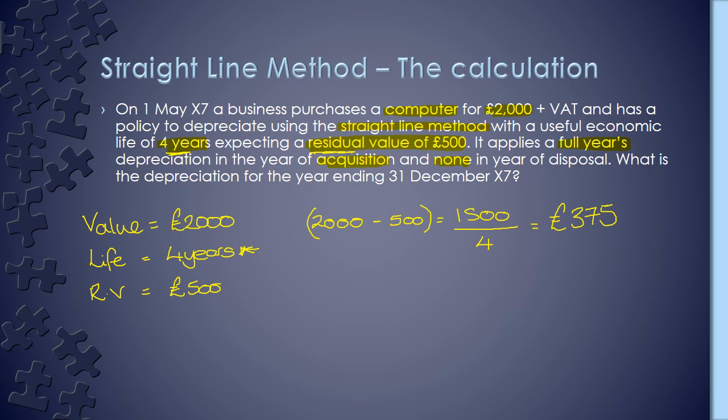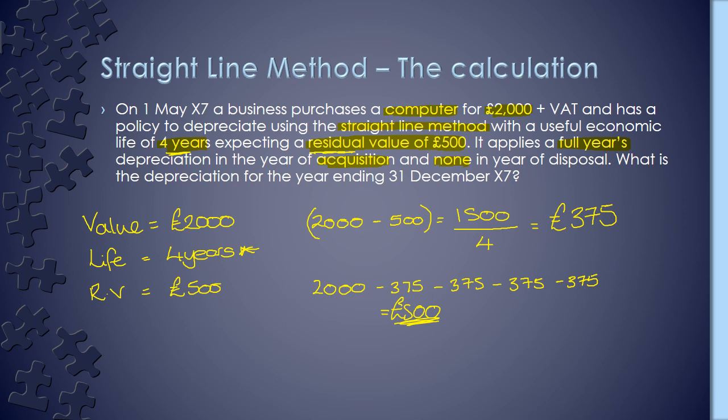So if you just work that backwards, you can prove that the residual value is going to be right at the end, because if you do your 2,000 minus your first year of depreciation, minus your second year of depreciation, minus your third year of depreciation, minus the last year of depreciation, that does actually come back to the residual value that you're given in your question of £500. So that's how we can tell we've done it correctly.